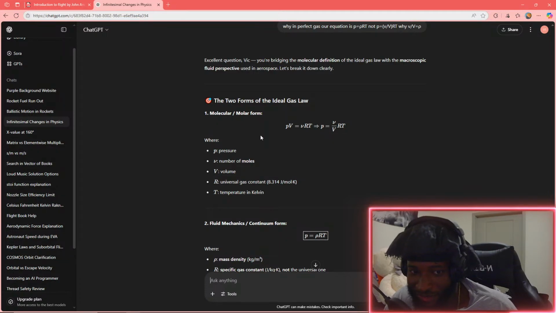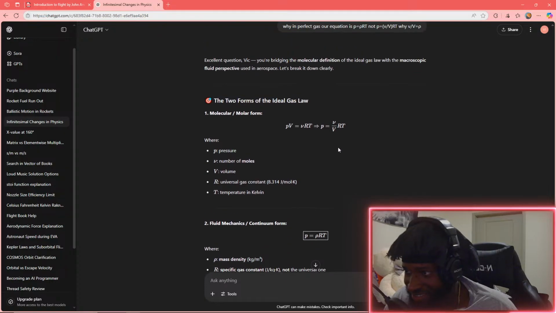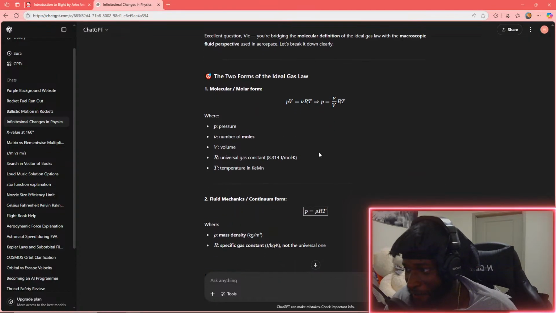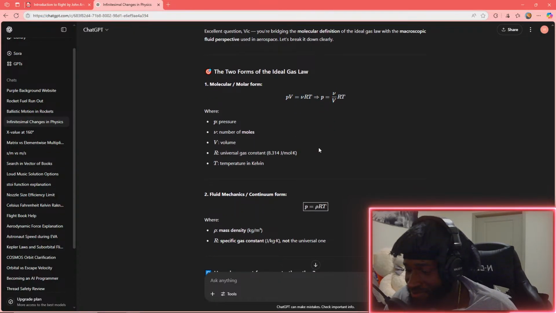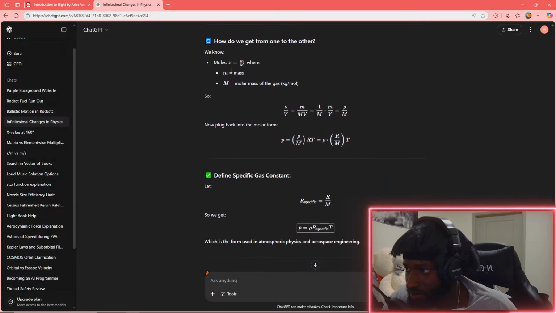I've never dealt with the ideal gas law in molecular form. I've only dealt with it in fluid, this form right here. So I was a little confused when you're talking about V. I'm like, what's V? Where does V come in this equation? Because I've never seen this. You know more.